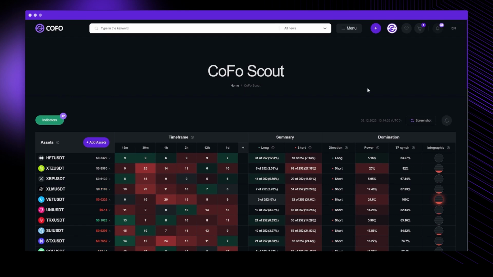Hello, you are on the Coffee Life platform, and today we will review an innovative product, the flagship product of the platform, designed to become the best assistant and friend for beginner and professional traders, called CoFo Scout, which is a highly advanced tool with cutting-edge features.